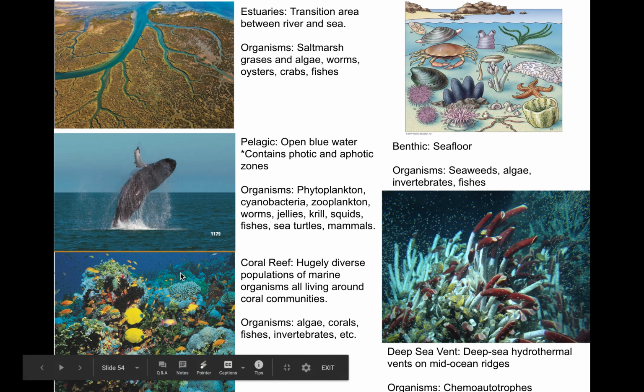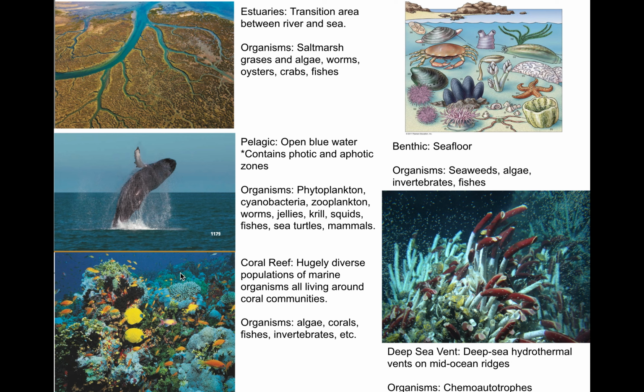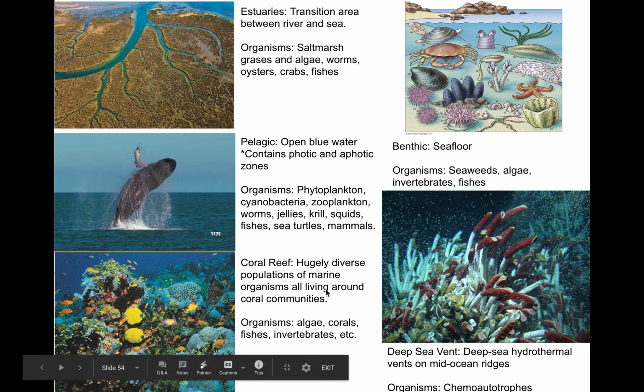Coral reef, this is the most diverse type of aquatic ecosystem. Tons of populations of marine organisms all living around these coral communities. They consist of lots of different types of algae, again, photosynthetic organisms. You have corals, which themselves are actually animals. And then you have fish, invertebrates, and a ton of different organisms living around those communities.